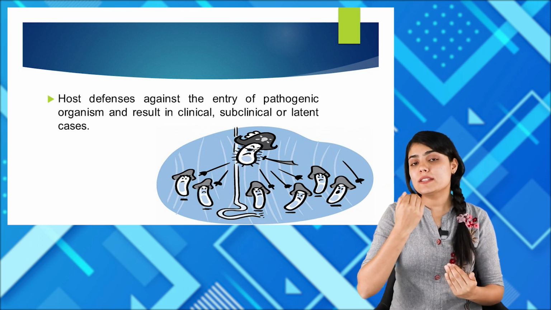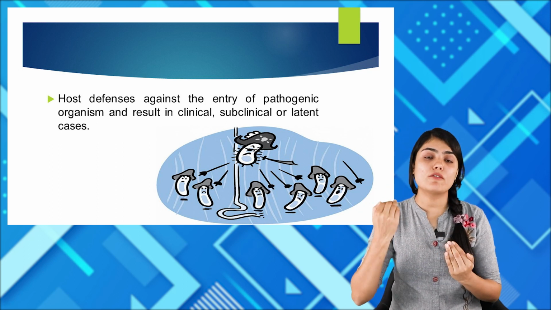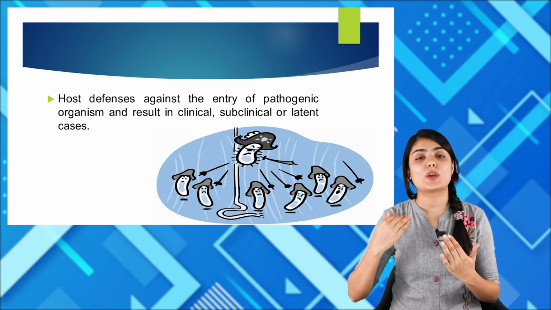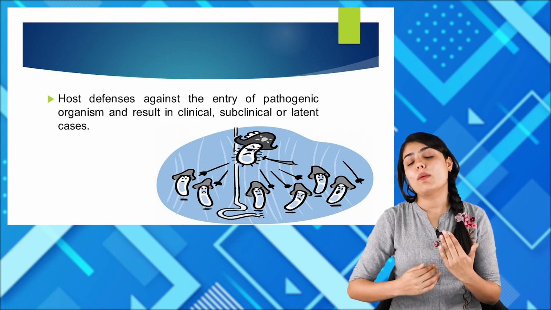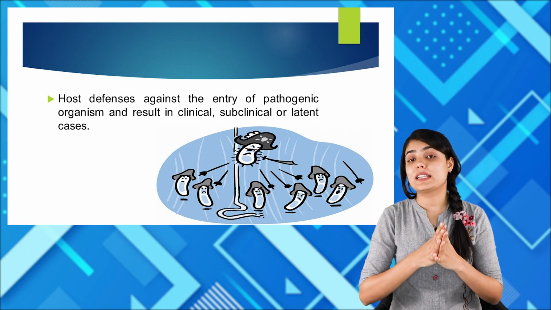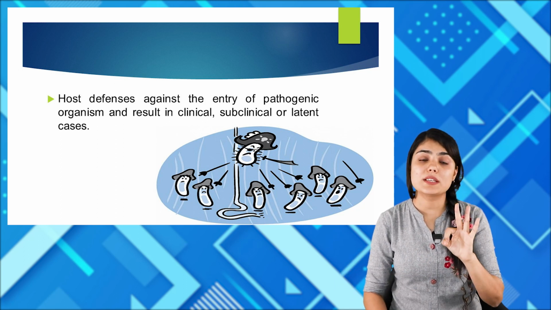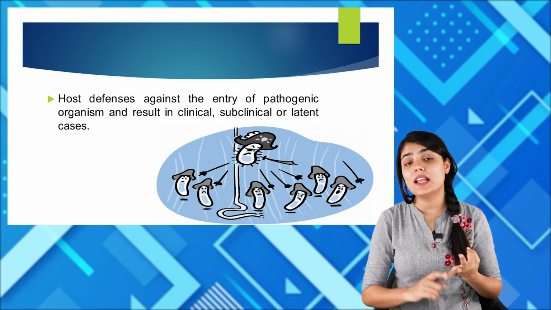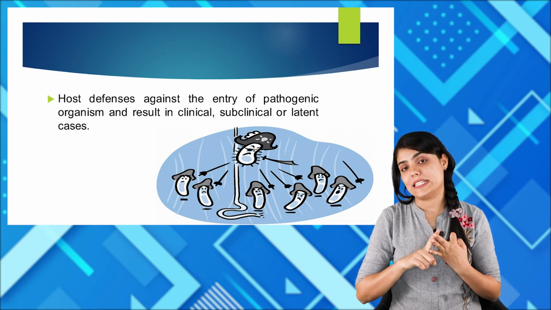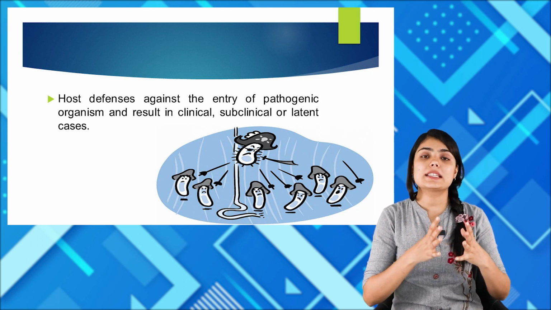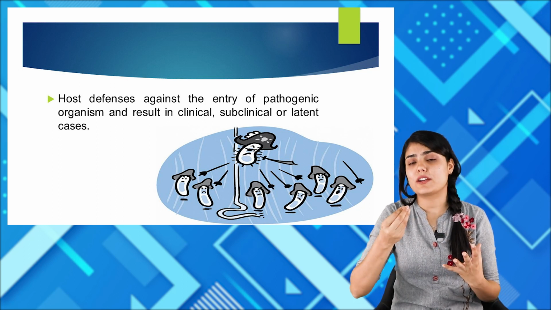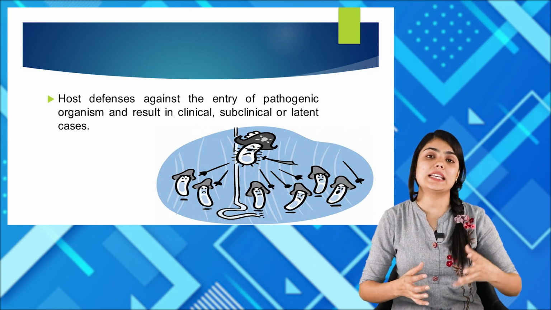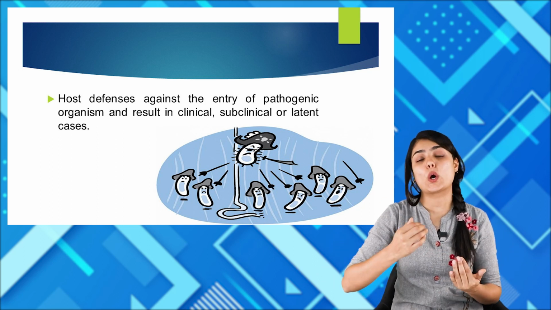So when there is invasion of pathogenic microorganisms inside our body, our body will try to defend against it. When our body tries to defend, there can be three different types of cases, which include clinical, subclinical, and latent cases. Subclinical cases are the cases that have symptoms which are very mild or not readily observable, and latent cases are the cases that are present but are not active.